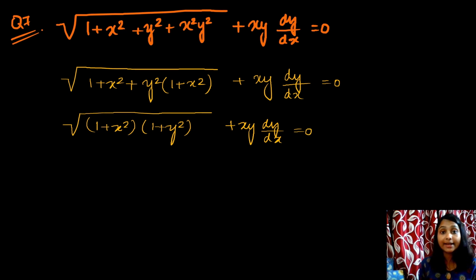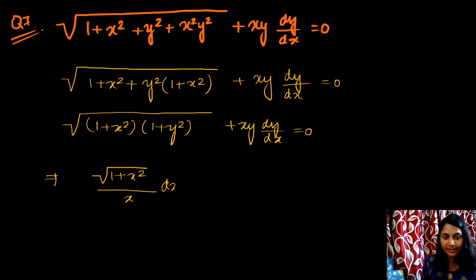Okay, so now we can separate the variables x and y. We can take 1 plus x square with this x and dx, and we can take this root over 1 plus y square with y dy. So we are going to do that. Therefore, it will give root over 1 plus x square divided by x dx plus y dy divided by root over 1 plus y square.